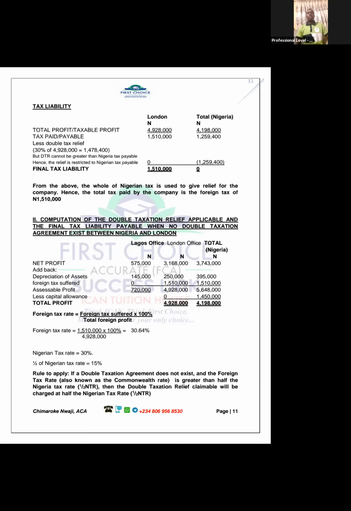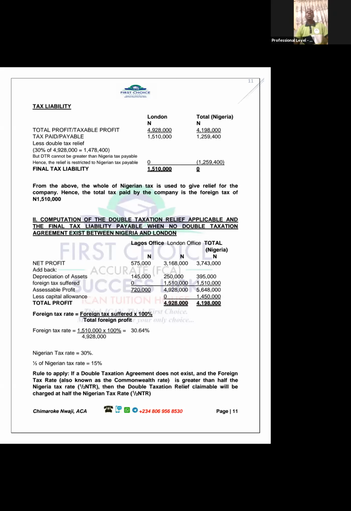In the exam, what you just need to do is recall your total profit from the previous solution. You recall the tax rates of the previous solution, 30.64. You recall Nigerian tax rate, 30%. But you still need to find half of Nigerian tax rate, because this is a Nigerian company. You ask yourself, which rule are we applying? We're going to apply the rule that's applicable to a Nigerian company.